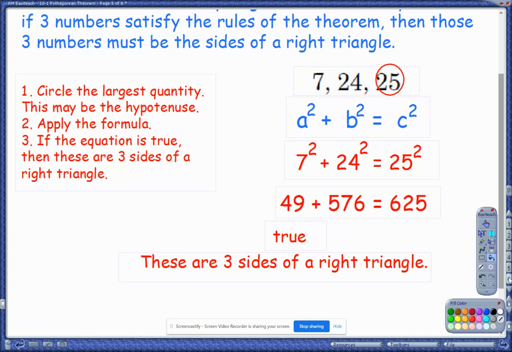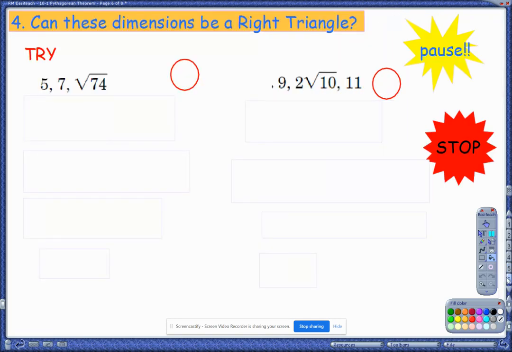So I want you to try these two. Pause the video and let's see if you can do them. Okay, I'm ready to reveal. So for my first one, I am going to circle the radical 74. I know radical 74 is the largest number because it has to be more than radical 64, which is 8 point something, right? So now I know which one is my A, B, and C.